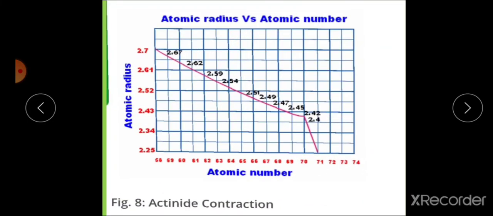Then actinide contraction. There is a decrease in atomic and ionic radii across the actinide series. This is known as actinide contraction.